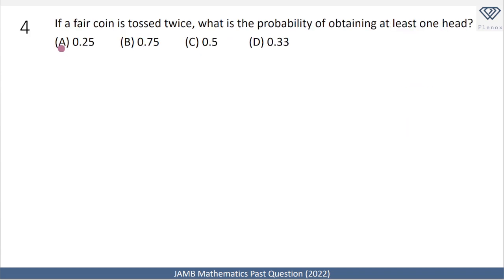So the next question says, if a fair coin is tossed twice, what is the probability of at least one head?